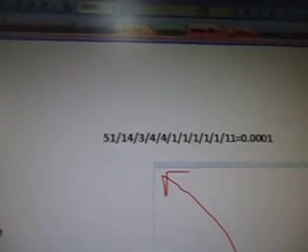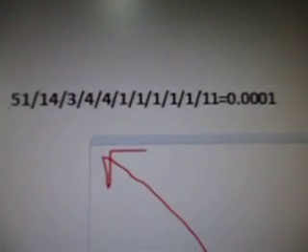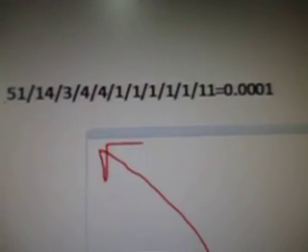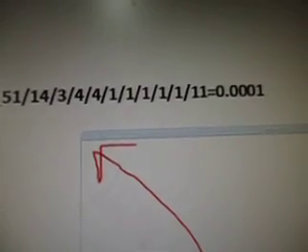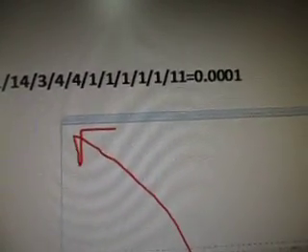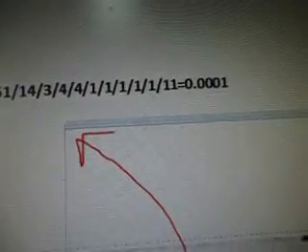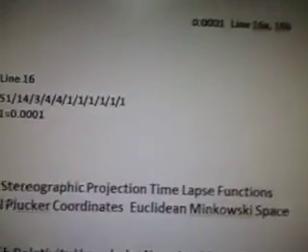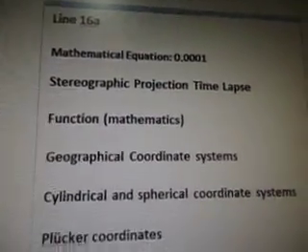So what we did: 51 divided by 14 divided by 3 divided by 4 divided by 4 divided by 1 divided by 1 divided by 1 divided by 1 divided by 1 divided by 11 equals 0.0001. Okay, so there. Now I'm just going to show you real quickly what's going to come up in line 16A.